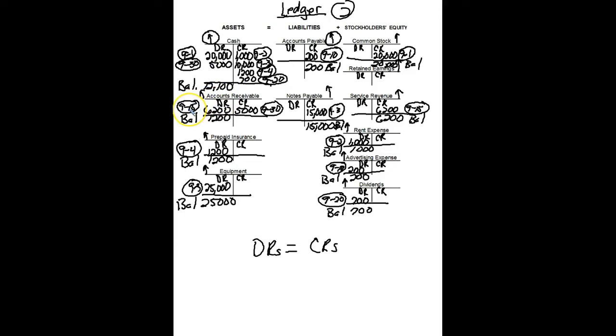Under accounts receivable, on the 15th, we debit accounts receivable $6,200. Right now, that's all you would have in your account. And then we go over to service revenue, and we have this credit of $6,200. That's all you would have in your account at that time.